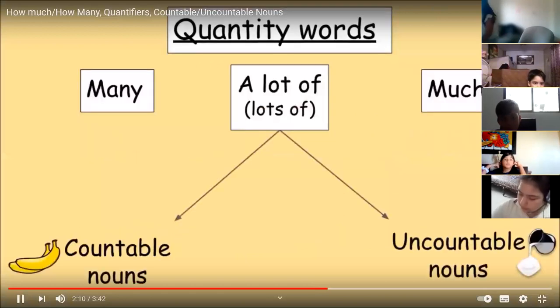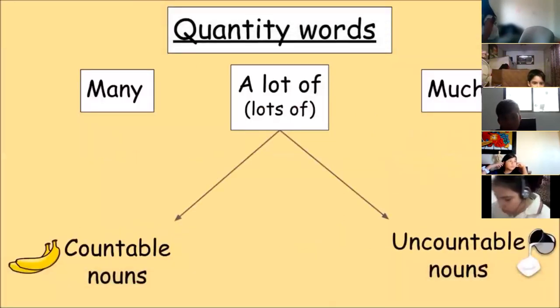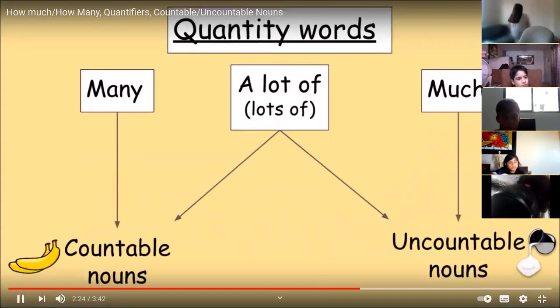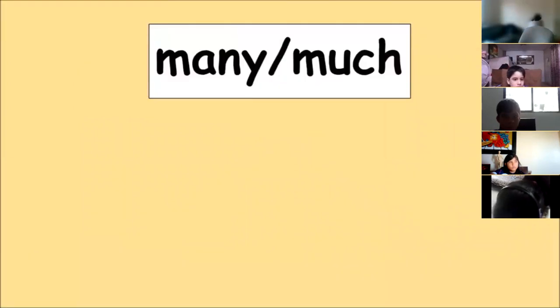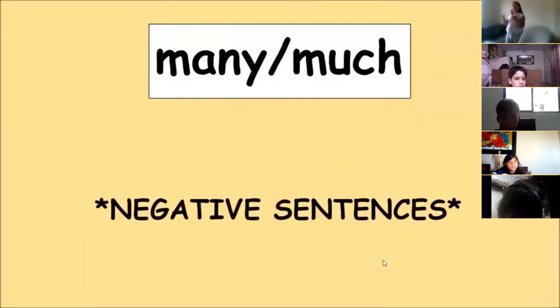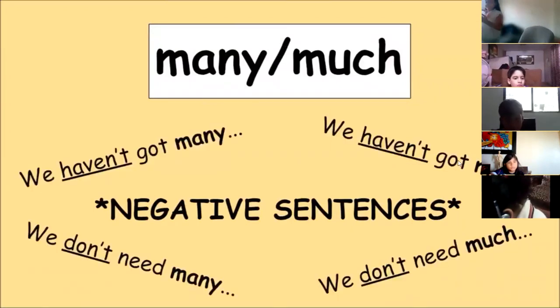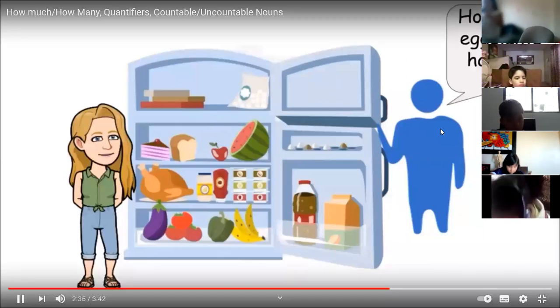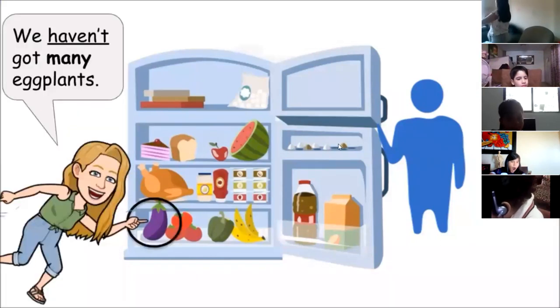Many and much. We can always use a lot of with both countable and uncountable nouns. We can also use many with countable nouns and much with uncountable nouns. But we use many and much more in negative sentences, like these. For example, how many eggplants have we got? Ooh, only one eggplant. We haven't got many eggplants.